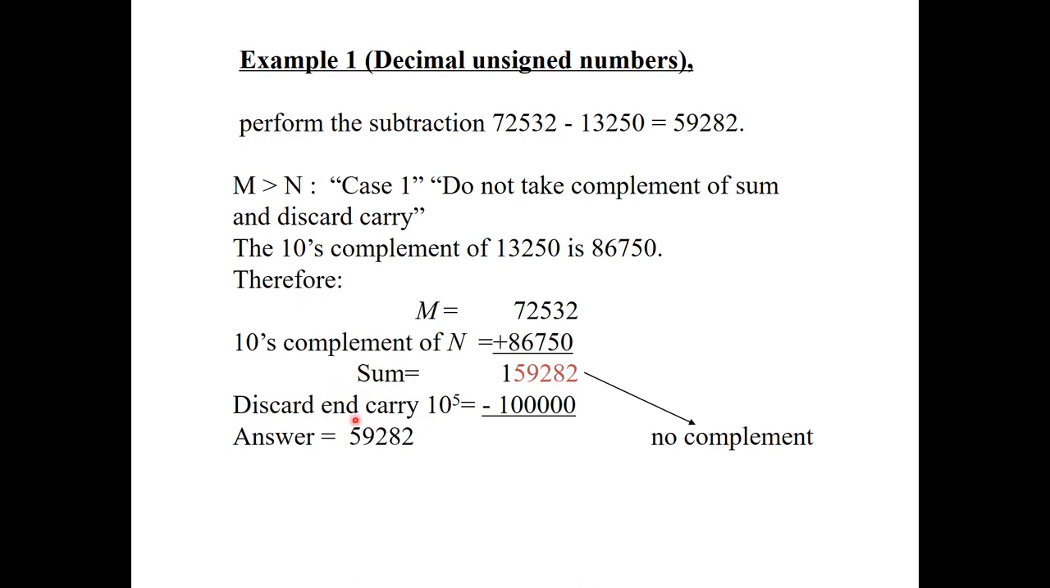So we discard the end carry, which is 10 to the power 5, and basically we are subtracting 100,000 from there. But the thumb rule will be, we just discard this carry. Whatever carry is there, you just discard it, and you will get the correct answer.